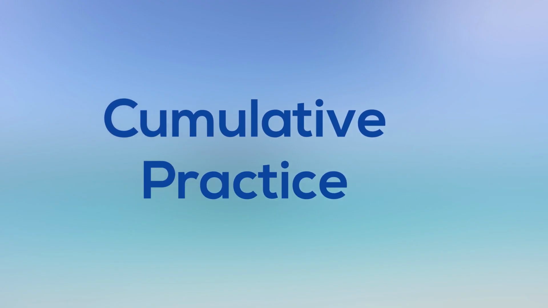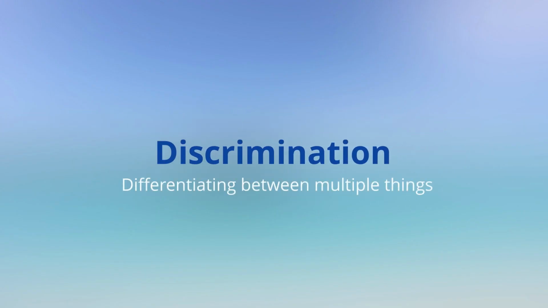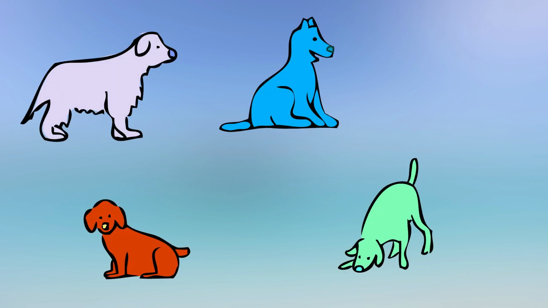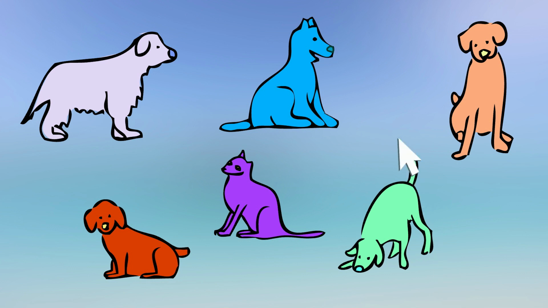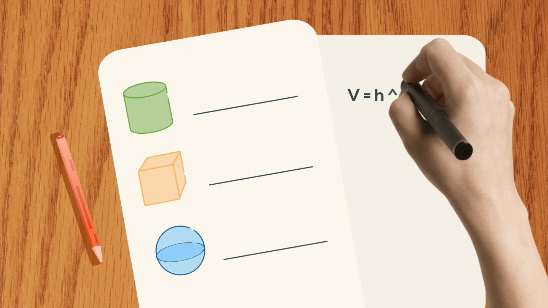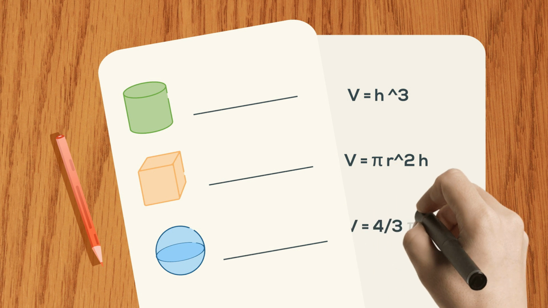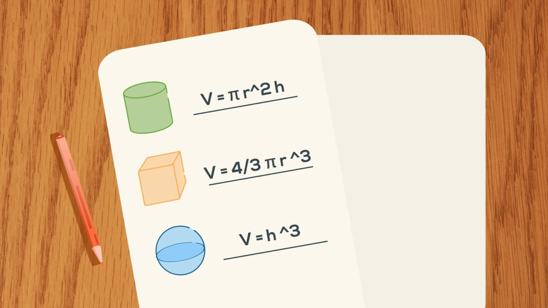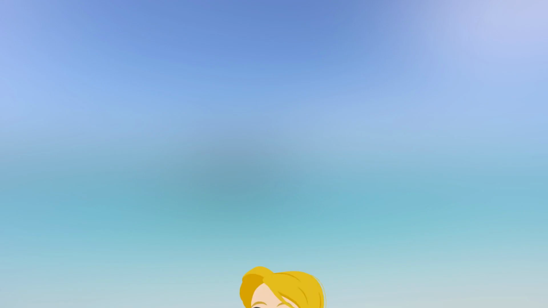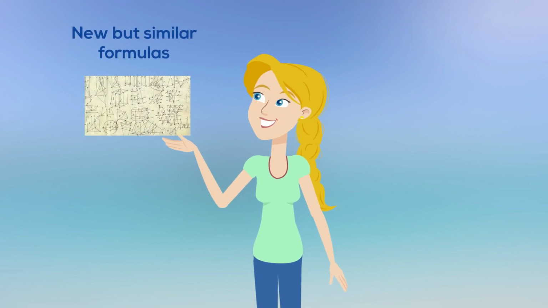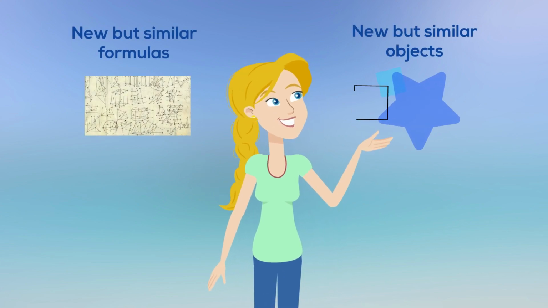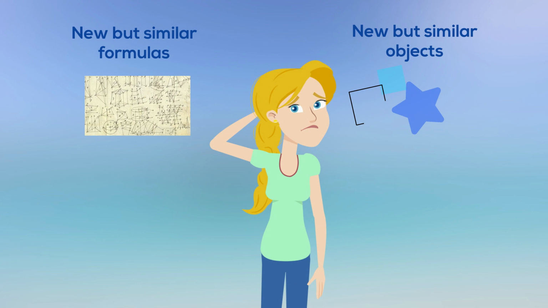Cumulative practice helps with discrimination, which is a very big deal on exams. Discrimination allows you to recall and understand how information is slightly different from similar material. For example, if you are learning to calculate the volume of three-dimensional shapes, all of which require a slightly different formula, you may have initial difficulty discriminating which formula should be used with which shape. When people are learning new but similar formulas with new but similar objects, they often get them confused.